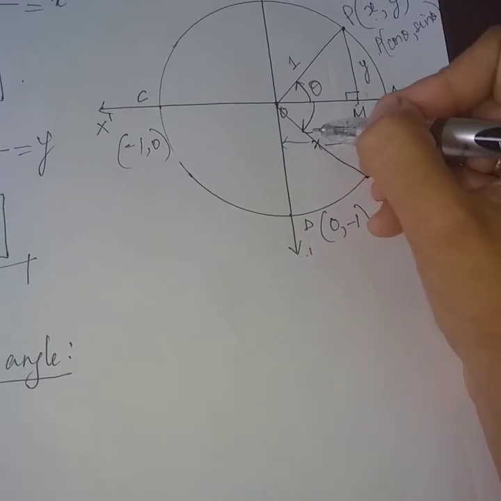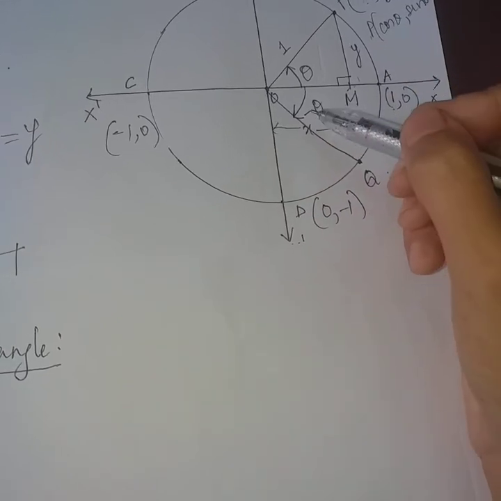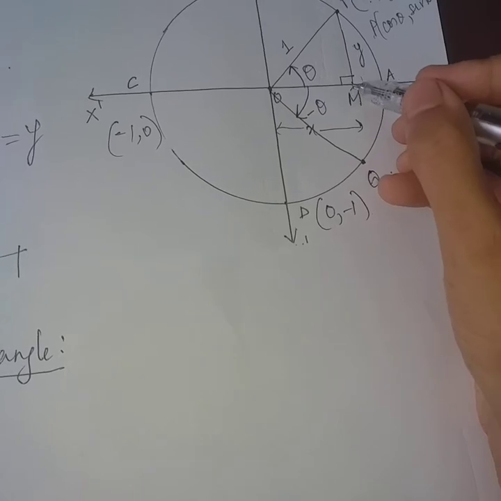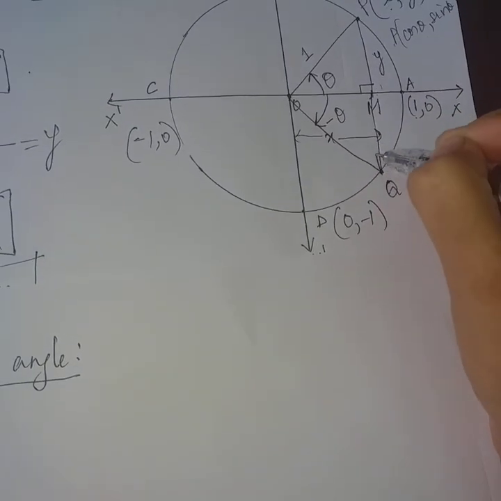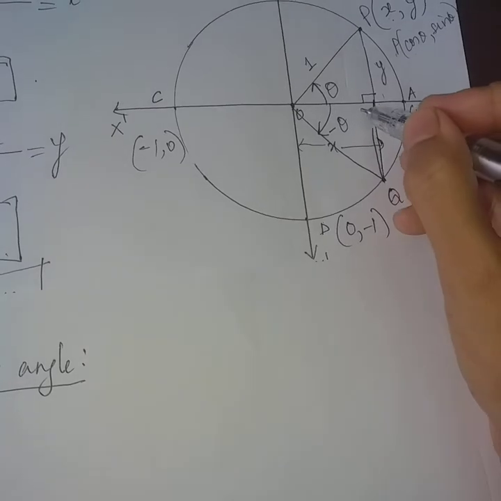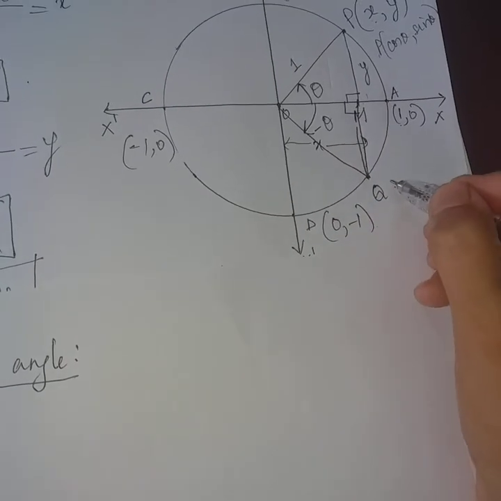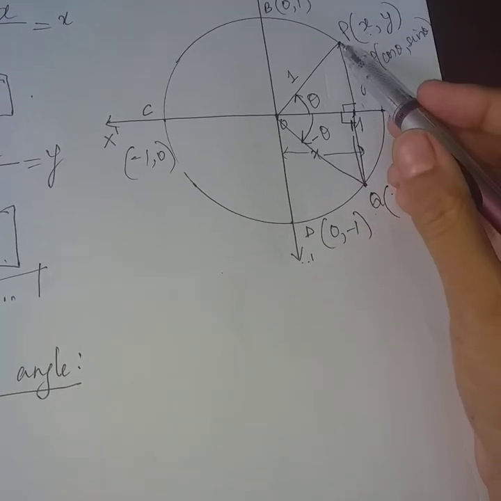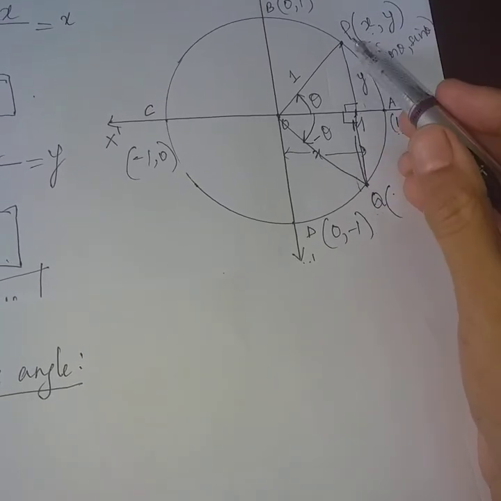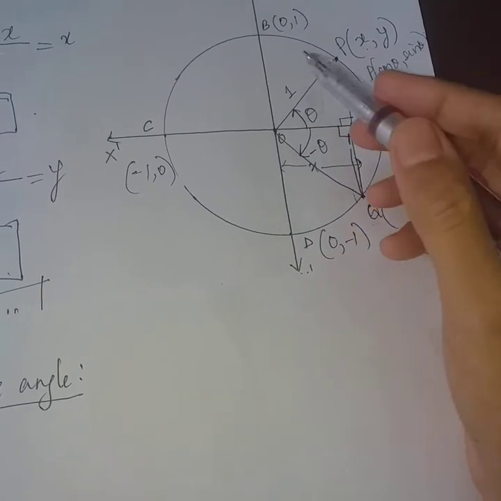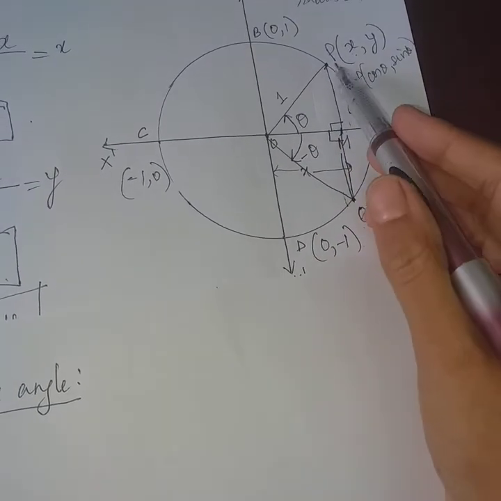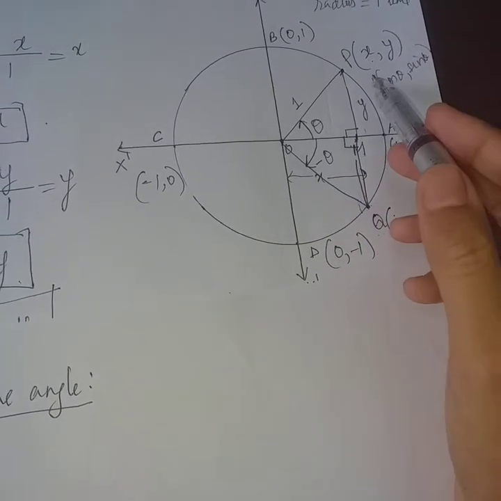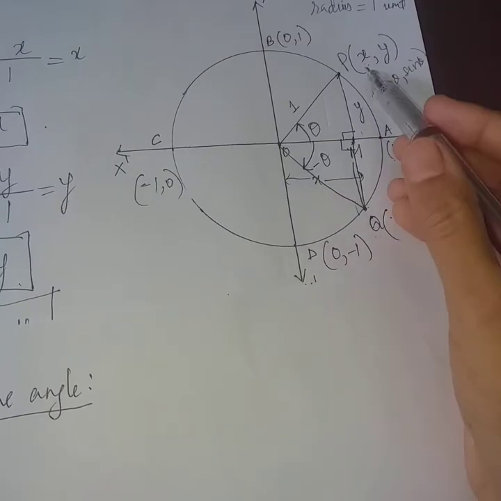and say this is minus theta. The value of the angle is negative because it rotates in the clockwise direction. Now let us drop a perpendicular again from Q to M. So again, what will the coordinates of Q be? This is a line parallel to the y-axis. So we drop a perpendicular from P to M, and again from Q to M. That means the coordinates will be the same, x and y.